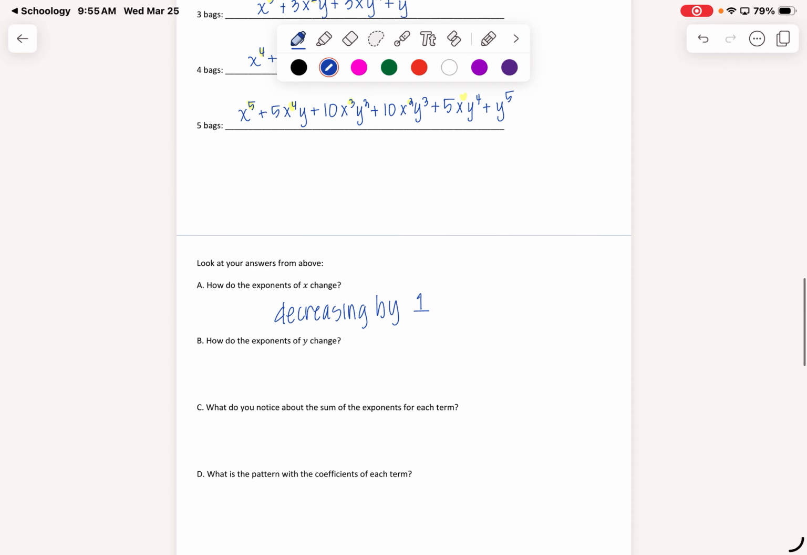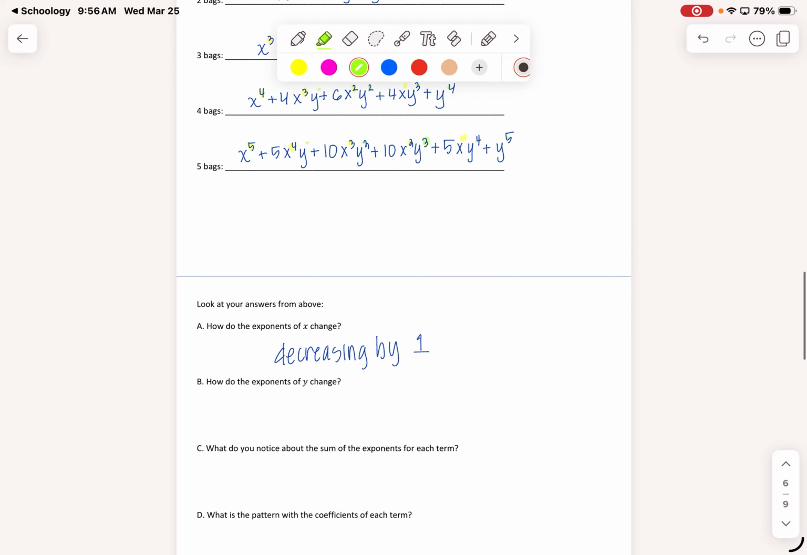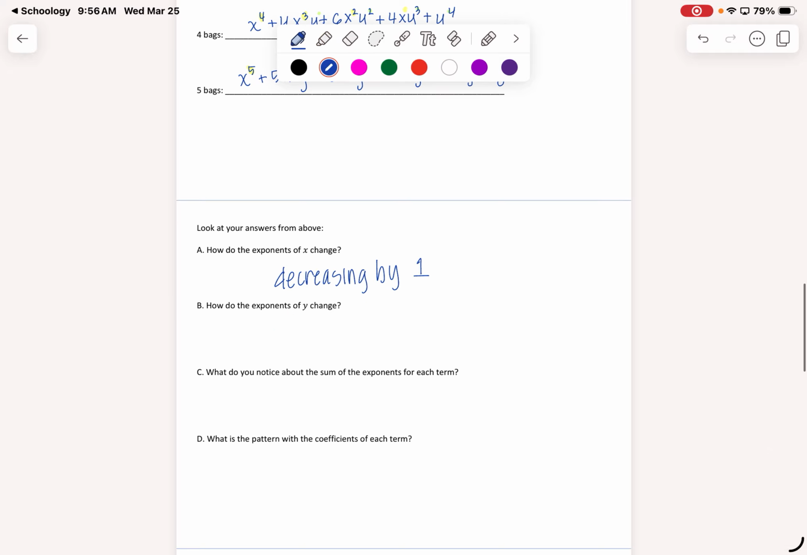How do the exponents of y change? So if we look at the y values and their exponents, there's no y's here. There's a 1 and there's 2. None, 1, 2, 3. None, 1, 2, 3, 4. None, 1, 2, 3, 4, 5. So if you look at those, those are increasing by 1.